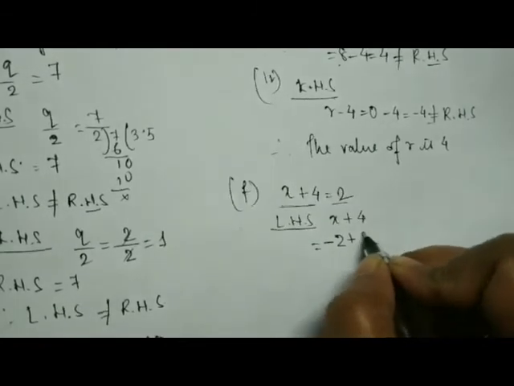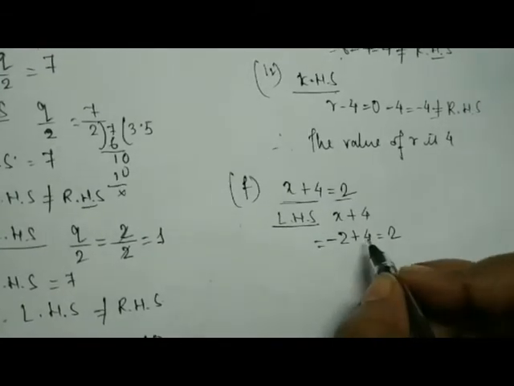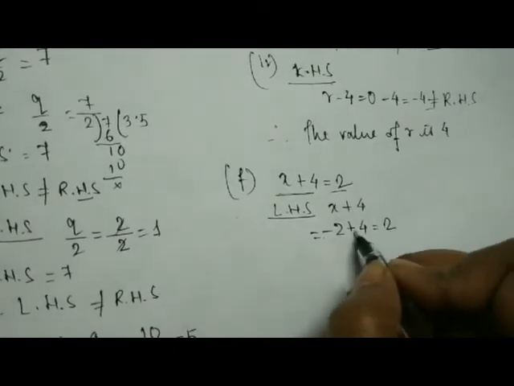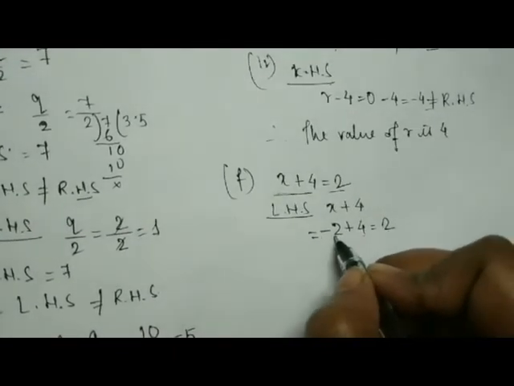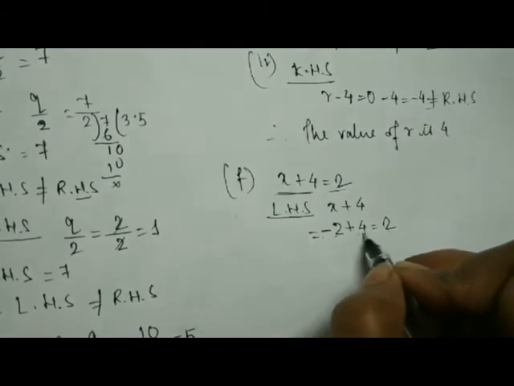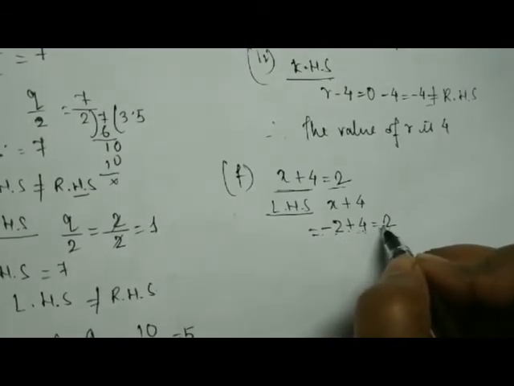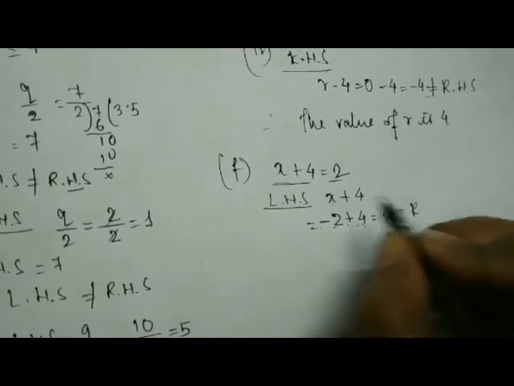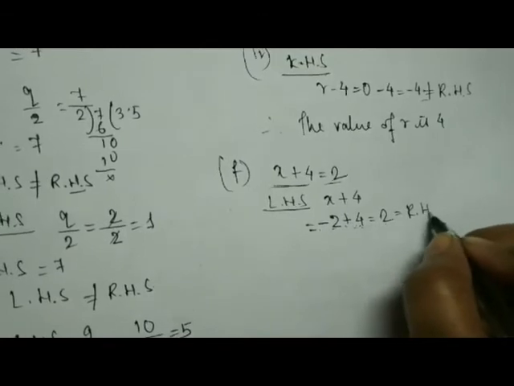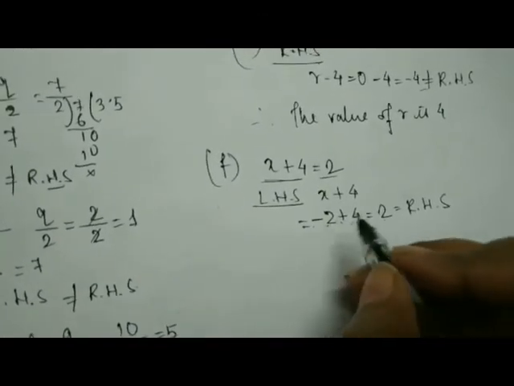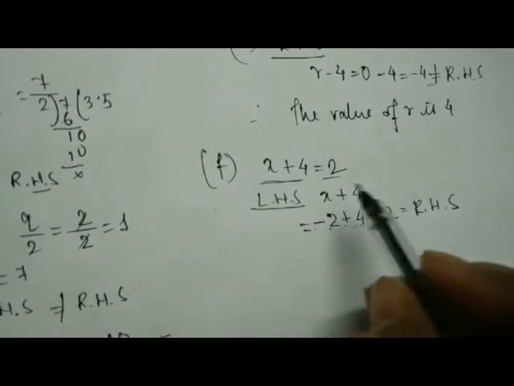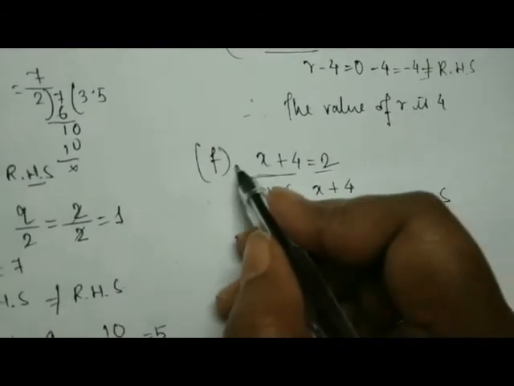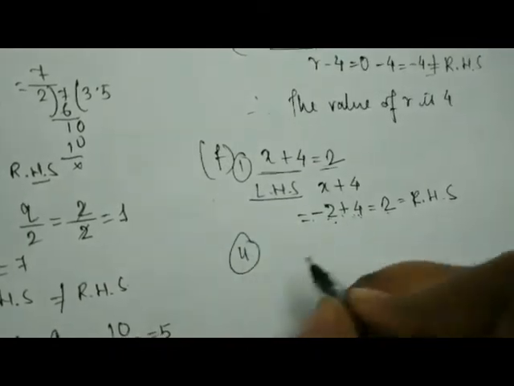So minus 2 plus 4 means 2, because the signs are different, so 4 minus 2 is 2, and the sign of the greater value, 4, is positive, so it will be positive here. This matches the value on the right hand side, so the left hand side is equal to the right hand side. So in this equation minus 2 is the solution of the given equation. This is 1.